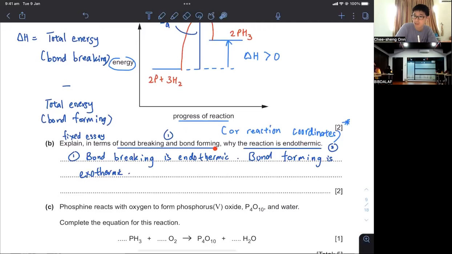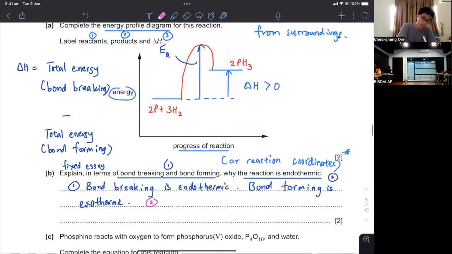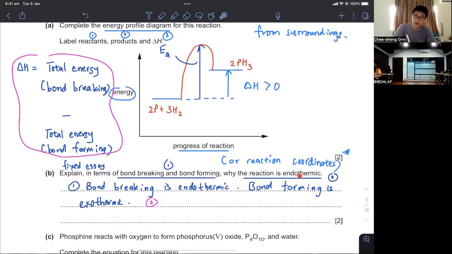So we're stating the obvious. The second point is based on this formula. Enthalpy change is total energy for bond breaking minus total energy for bond forming. Very important formula, yeah? Sometimes you're asked to do calculations, sometimes you're just asked on an essay like this. I want the overall to be greater than 0. If I want the overall to be positive, I want this to be bigger than this.